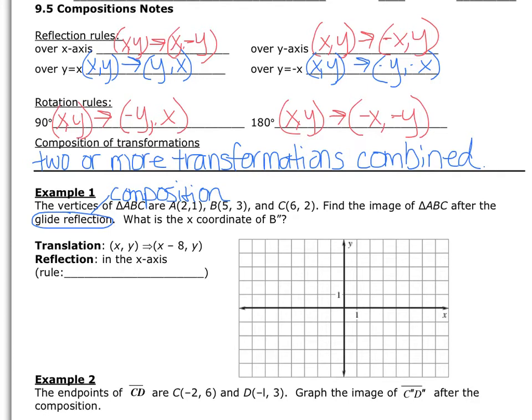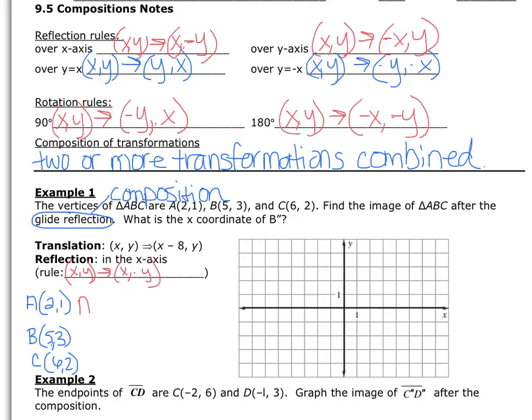All right, so the question then is, what are the x-coordinates of B double prime? Like I said, I like to do this in a list. Remember our reflection rule for the x-axis, like we just said above. X-axis, x stays the same, y is opposite. So we're going to list out all of our points. A is at 2, 1, B 5, 3, and C 6, 2. Now we're going to perform each of these transformations in the order that it tells us to.